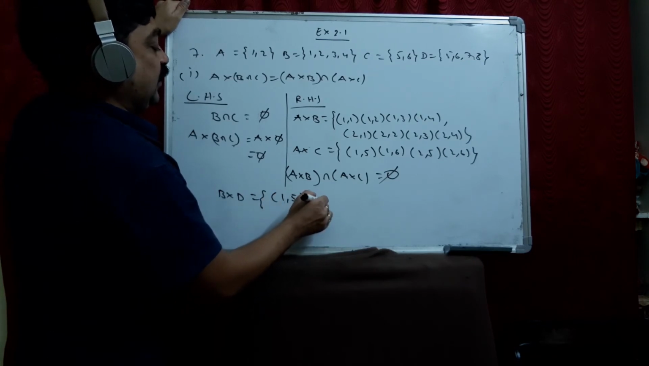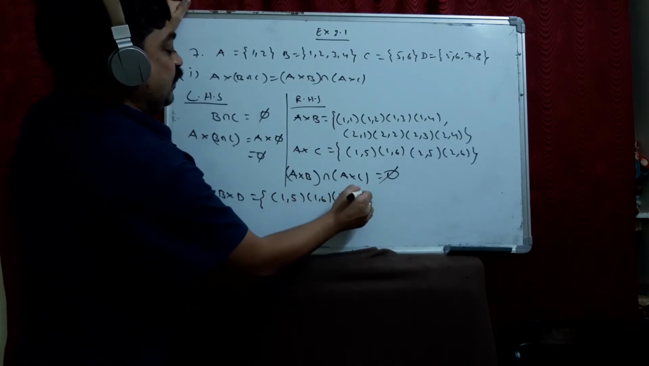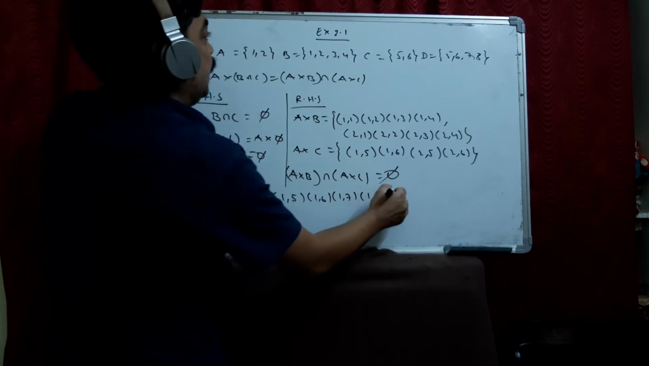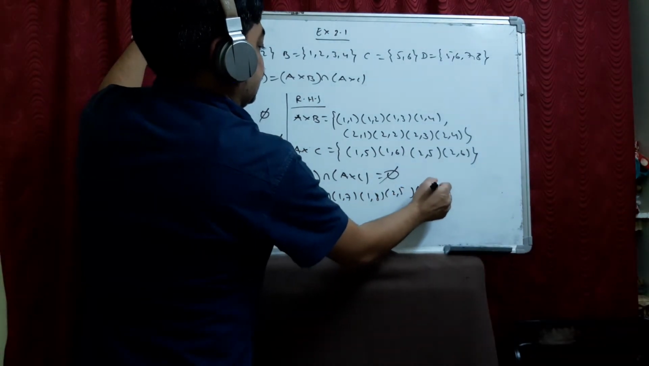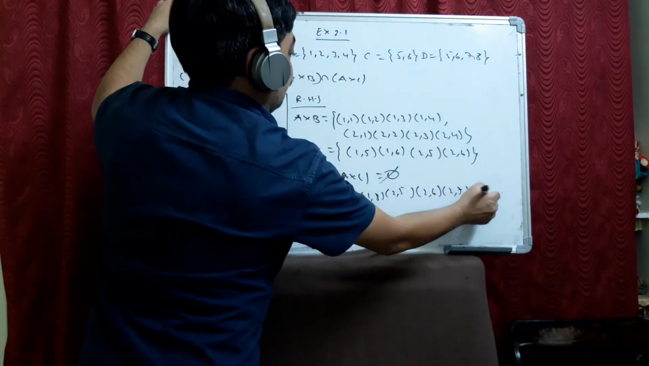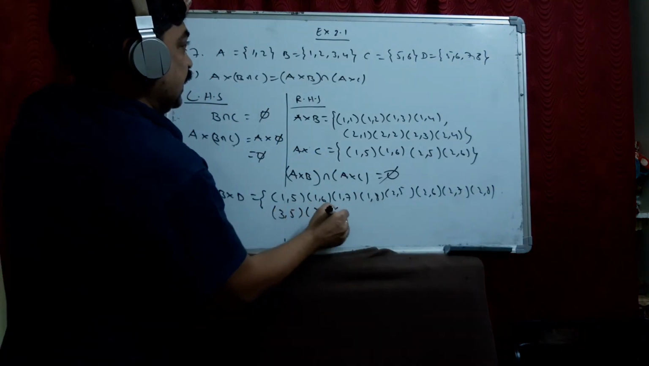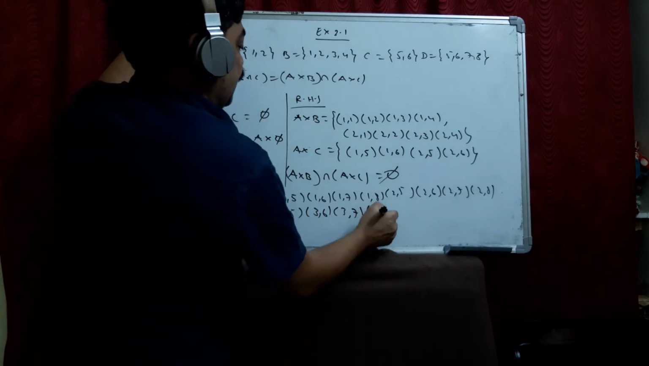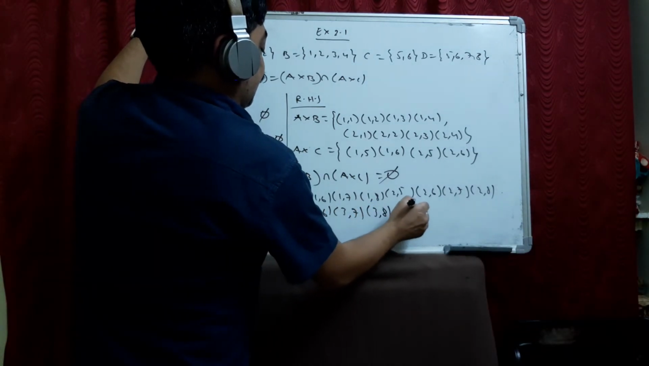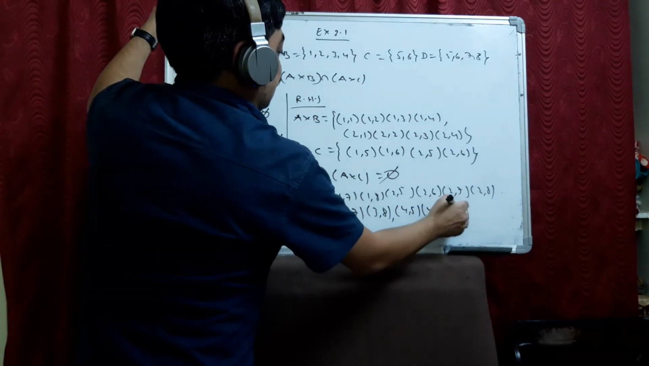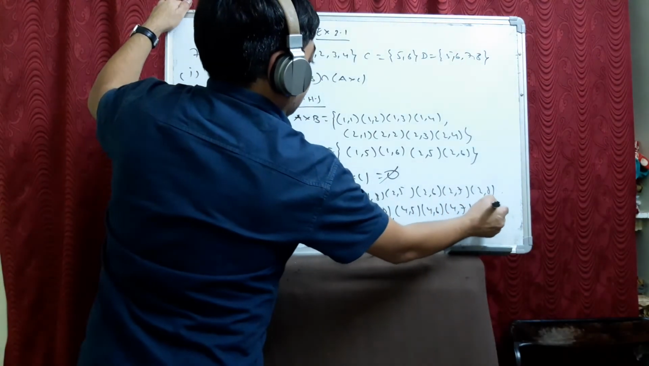1 comma 5, 1 comma 6, 1 comma 7, 1 comma 8. 2 comma 5, 2 comma 6, 2 comma 7 and 2 comma 8. 3 comma 5, 3 comma 6, 3 comma 7 and 3 comma 8. 4 comma 5 and 4 comma 6, 4 comma 7, 4 comma 8.